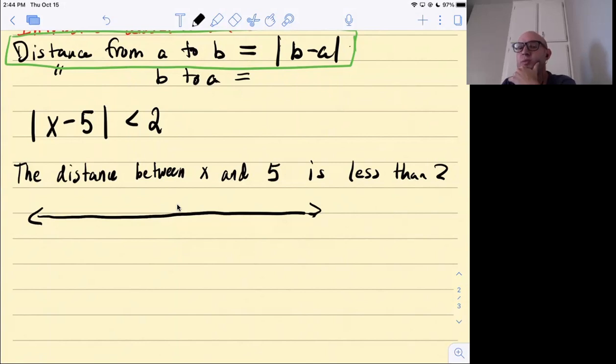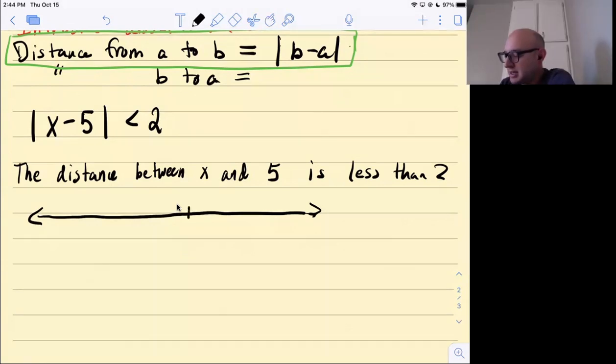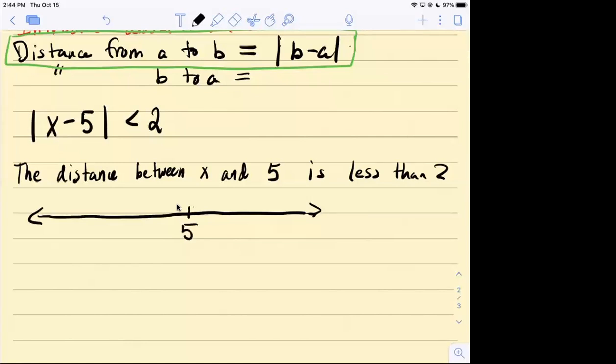And so what would represent the main area that X would have to be close to? Nice. Hannah, do you want to explain how you got that? I drew a number line and then I put 5 in the middle of it. And then I went 2 spaces to the left and to the right. And then I knew it had to be between 3 and 7.